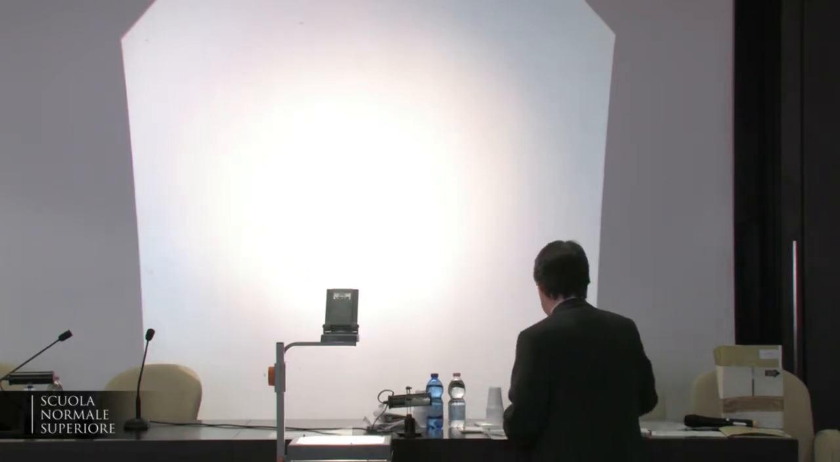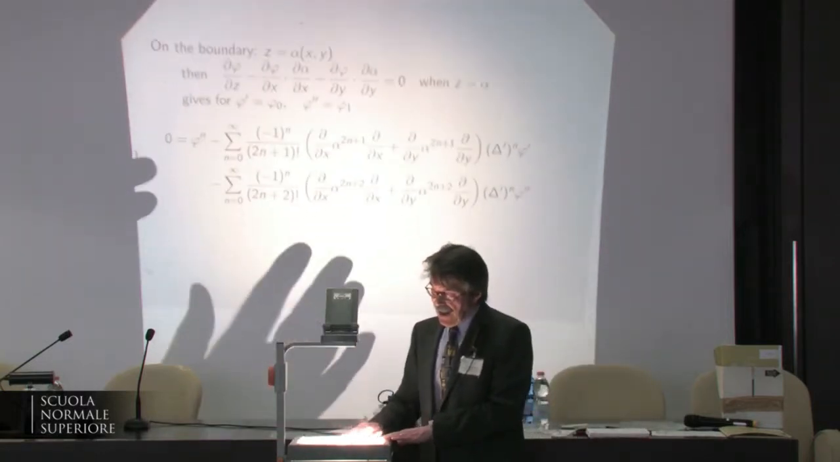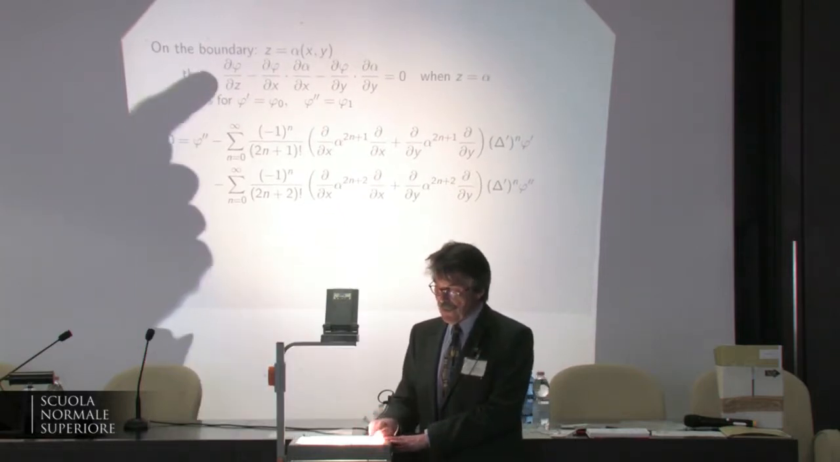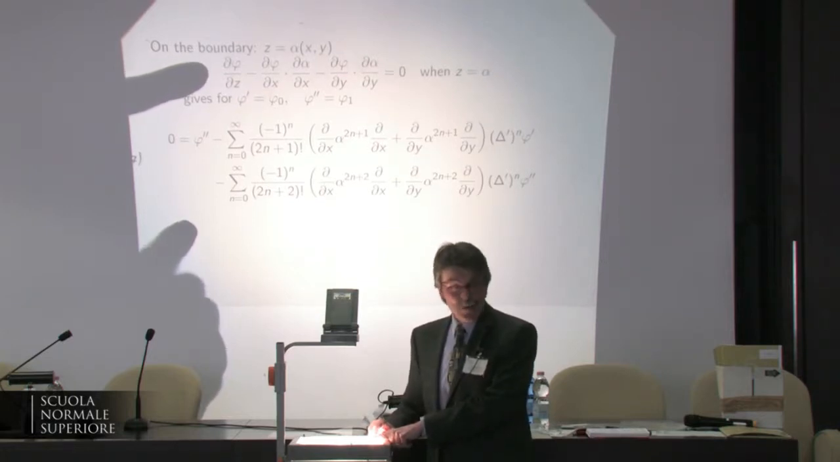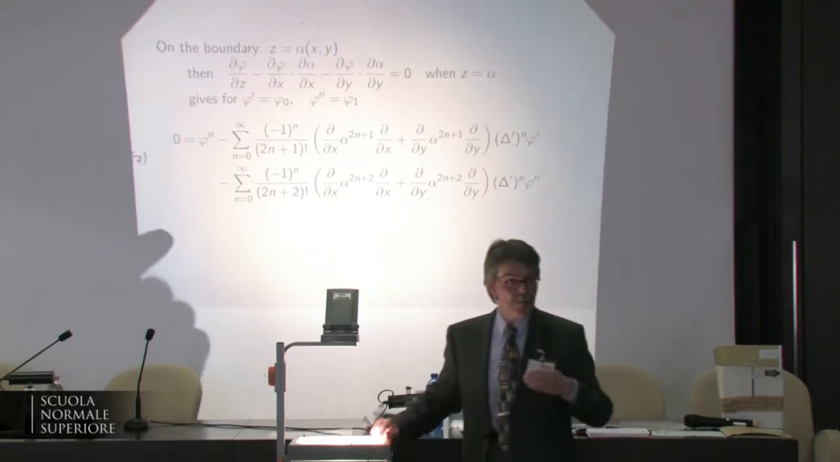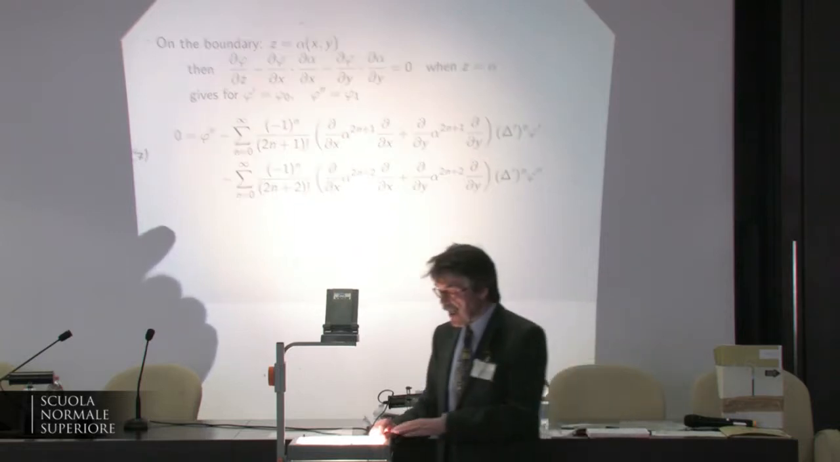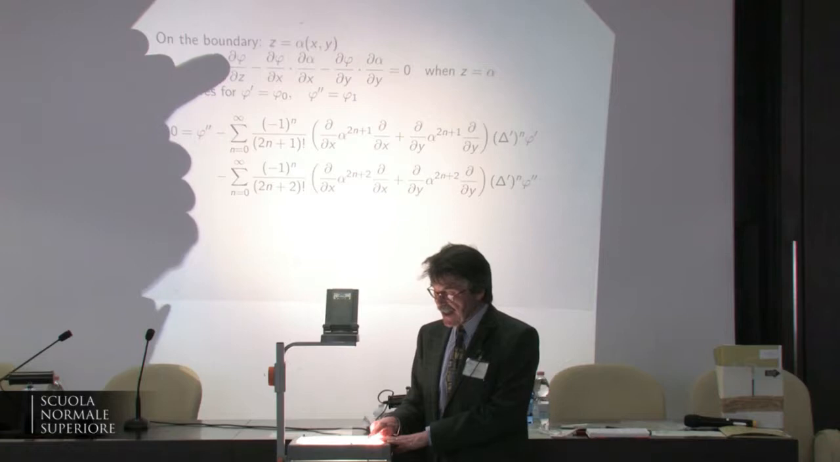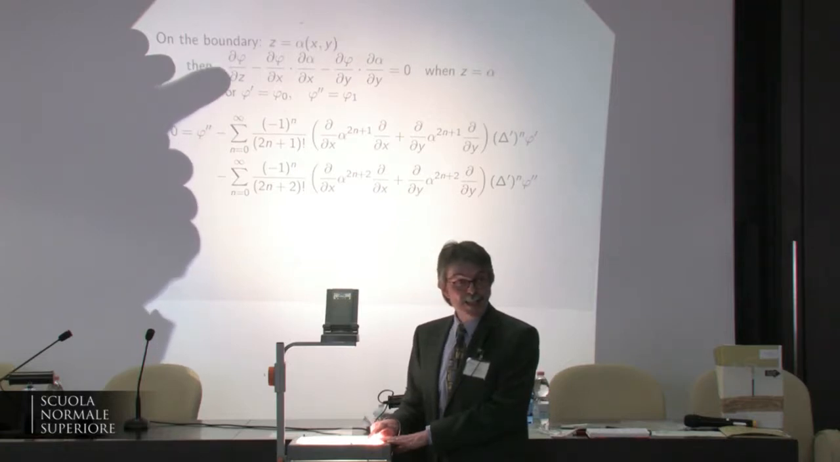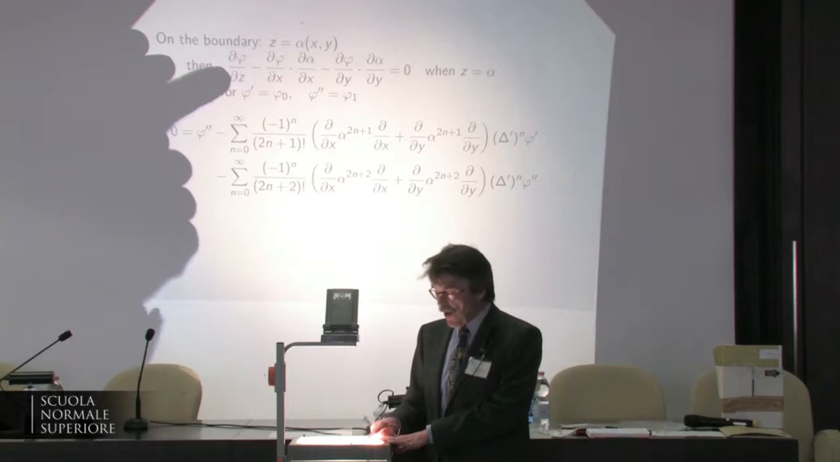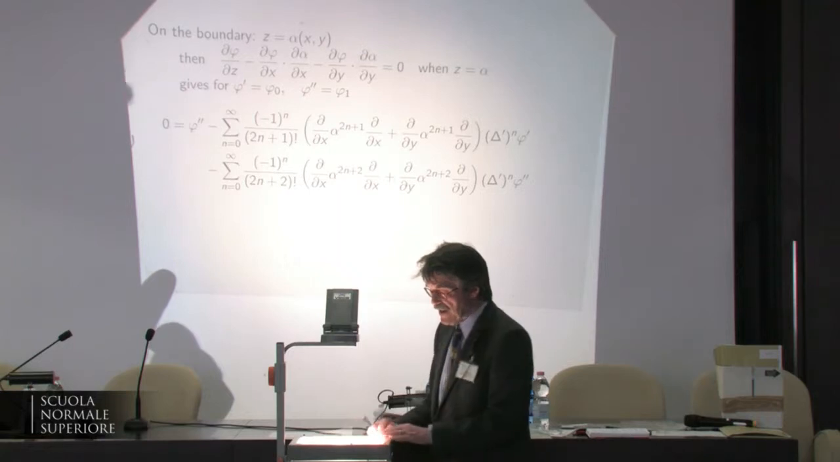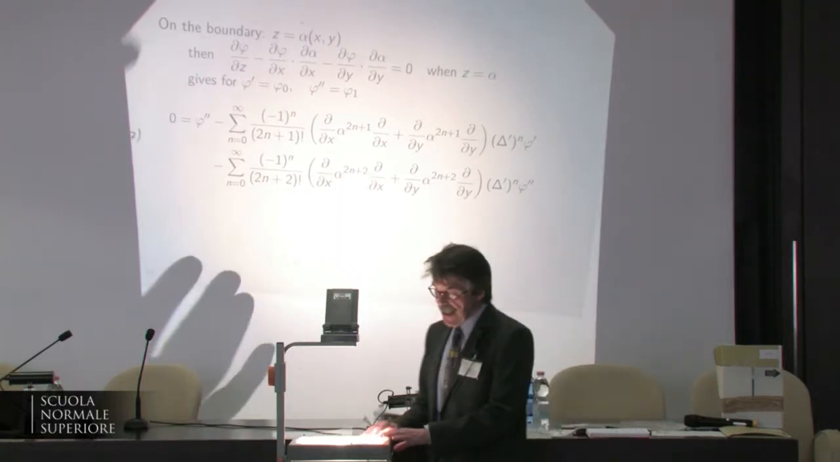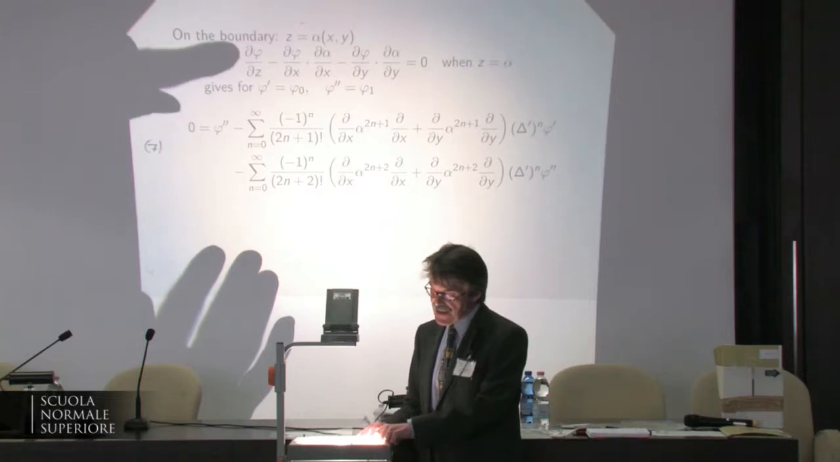Then I start with the kinematic condition on the lower boundary. It says, of course, that the fluid cannot penetrate. So it means that the normal component of the gradient is zero. And this is what it means. So when you have z equal to alpha, that was, you remember, the lower boundary, then you have this equation.